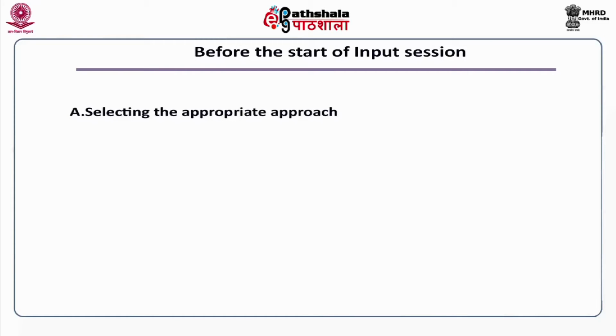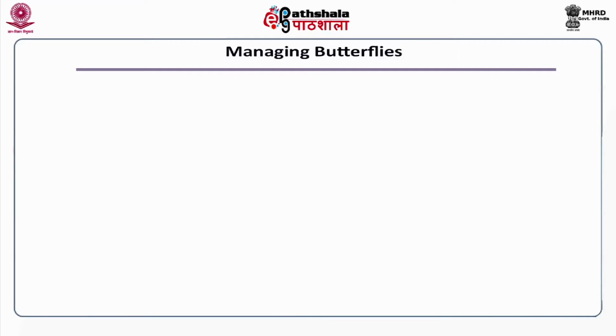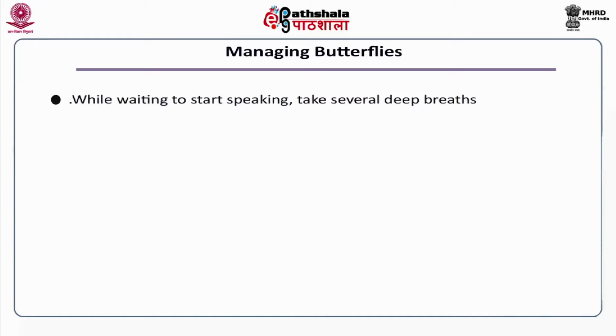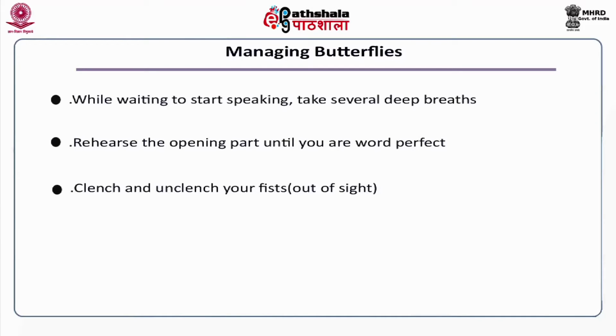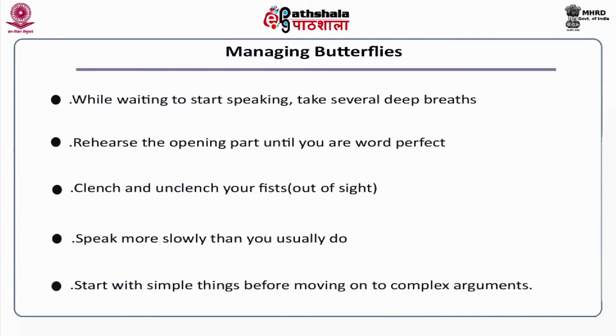Selecting the appropriate approach. What type of approach a trainer would select would depend on the content of training and the audience. Managing butterflies. While waiting to start speaking, take several deep breaths. Rehearse the opening part until you are word perfect. Clench and unclench your fists, of course out of sight. Speak more slowly than you usually do. Start with simple things before moving on to complex arguments.